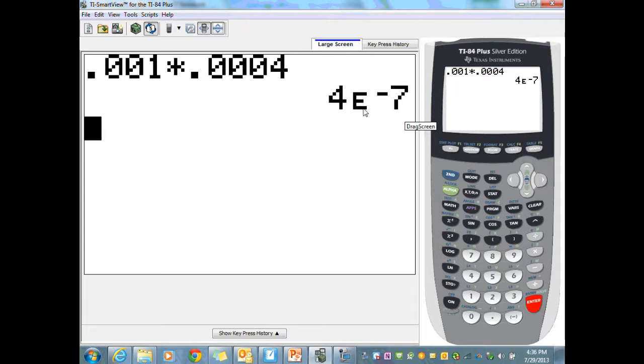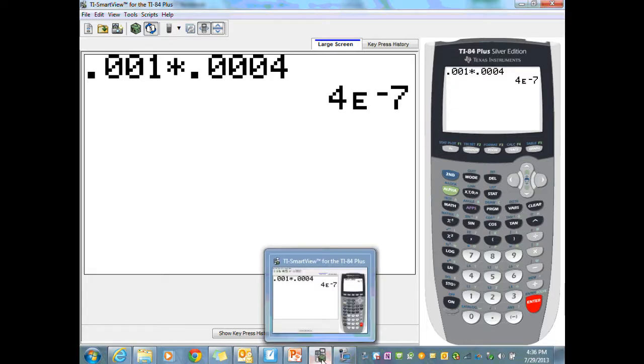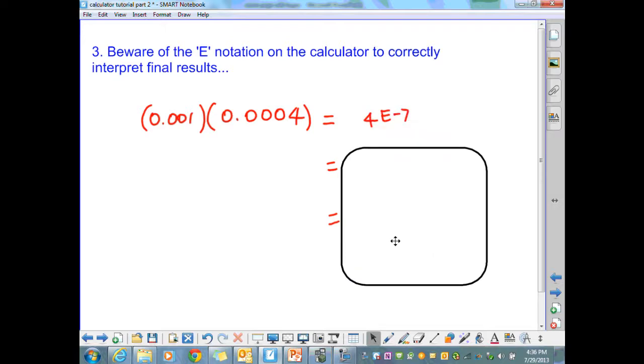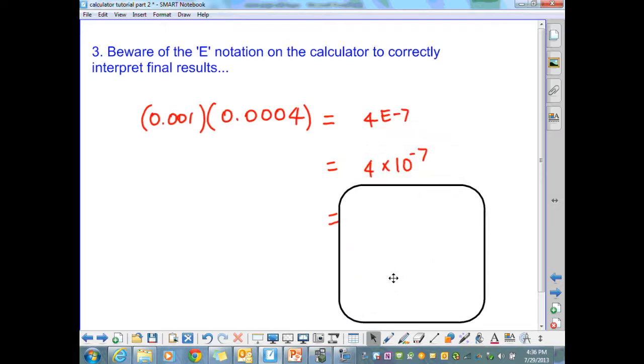So 4 times e to the negative 7. Again, look at this as your exponential notation. E simply means 10 to the power of. So we have 4 times 10 to the negative 7 as our final answer there. So we can rewrite that as 4 times 10 to the negative 7, and depending on how your instructors would like you to leave your answers, you may also need to convert that back to decimal notation.